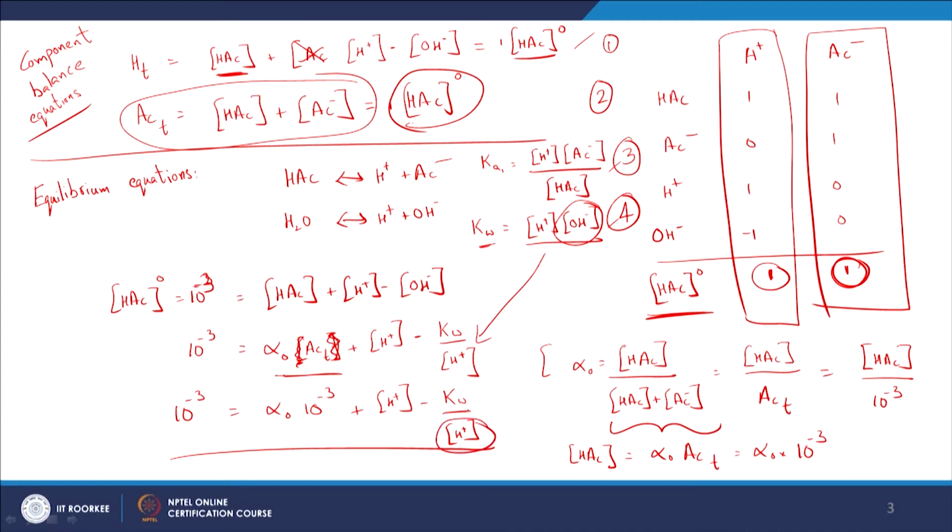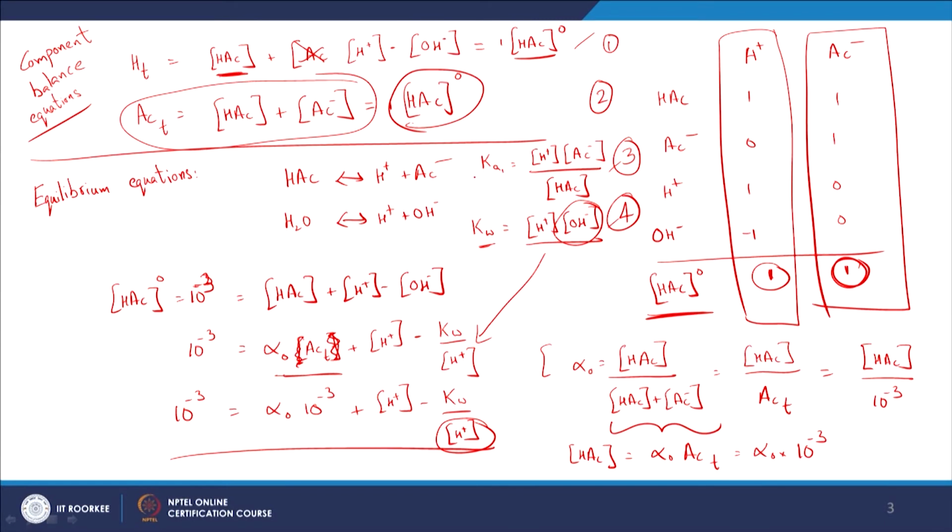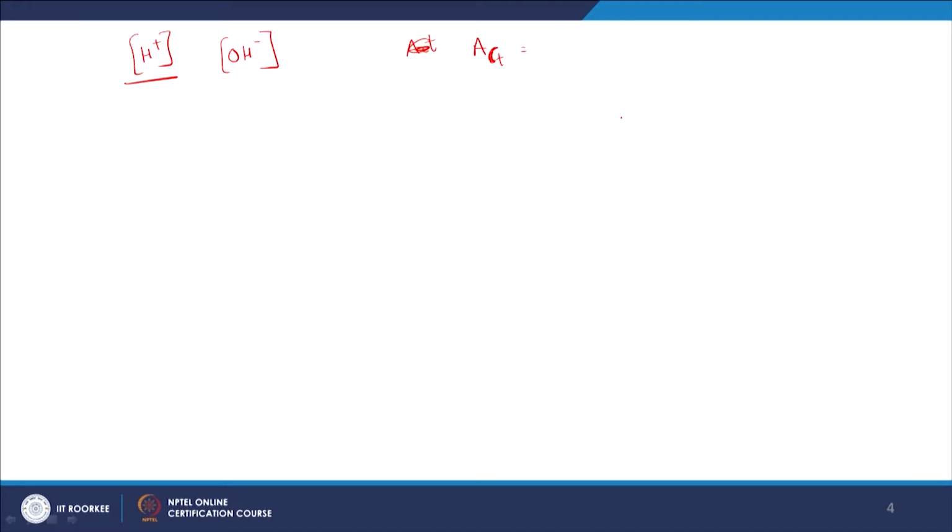So once you have H plus, let us move on. Once you solve for H plus from that equation, you can immediately solve for OH minus, right. And once you have that, we know the acetate total, or you can solve for the relevant 2 equations from Ka1, let us say, and equation 2 and equation 3. So before we go further, we are also going to look at VMINTEQ briefly today, right.